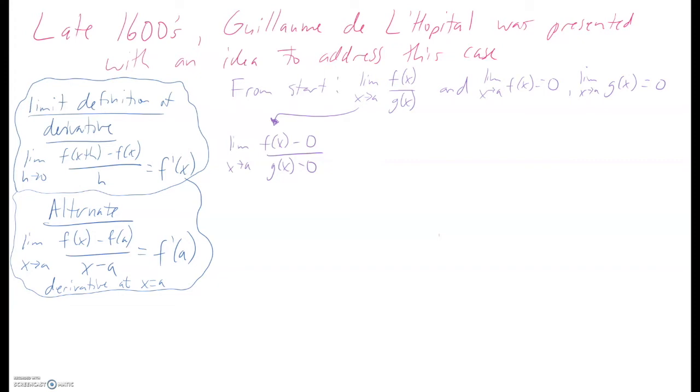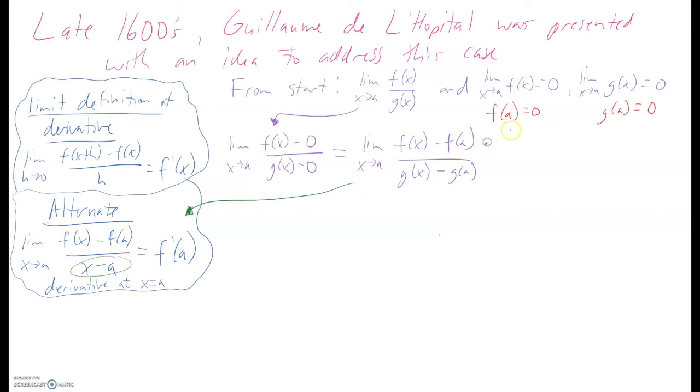This is certainly equivalent. But notice, with our starting information, if the limit as x approaches a for f of x is 0, that implies f of a is equal to 0. Same with the limit as x approaches a for g of x. That implies g of a is equal to 0. Which means equivalently, I can rewrite my limit as the limit as x approaches a for f of x minus f of a all over g of x minus g of a. And that notation starts to look a lot like this alternate limit definition of the derivative. I'm just missing this division by x minus a.